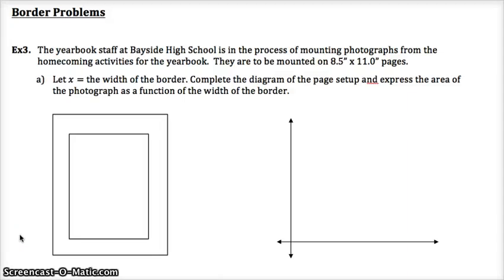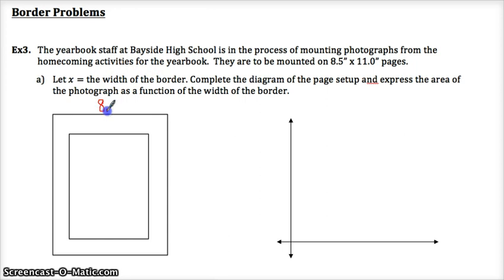All right, border problems. These are the other type. So we have this fixed outside frame rectangle, and then there's going to be a border that encroaches in from it. So the photograph is inside here.